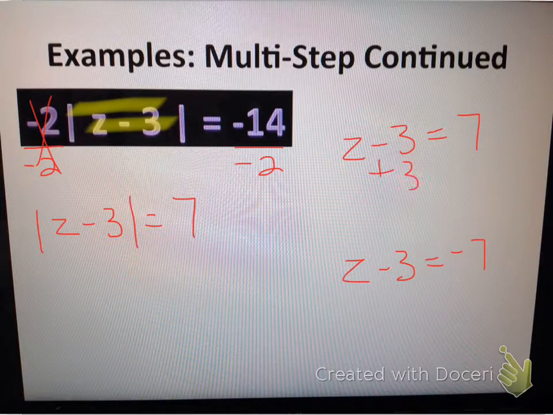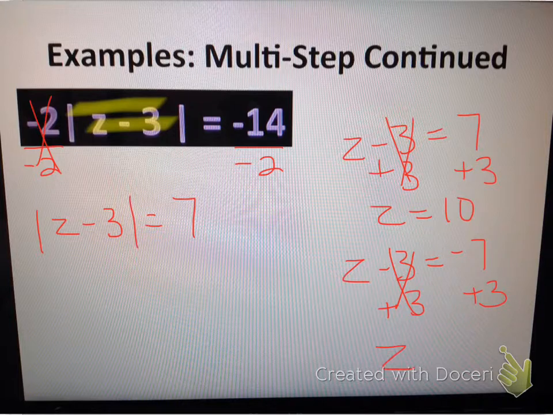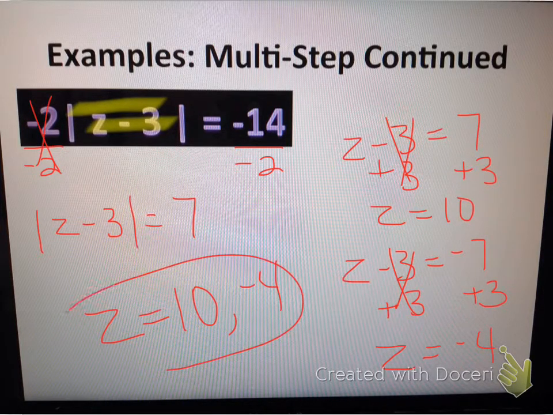We solve it the same as our other equations. We add 3 first, canceling out our 3, and we'll have that z is equal to 10. The other problem, we add 3, and we end up with z is equal to a negative 4. We write our answer as a solution set. Z is equal to a positive 10 and a negative 4. Again, substitute both answers back in to double check and make sure that they check out. Otherwise, pause your video and work on problems number 15 and 16.